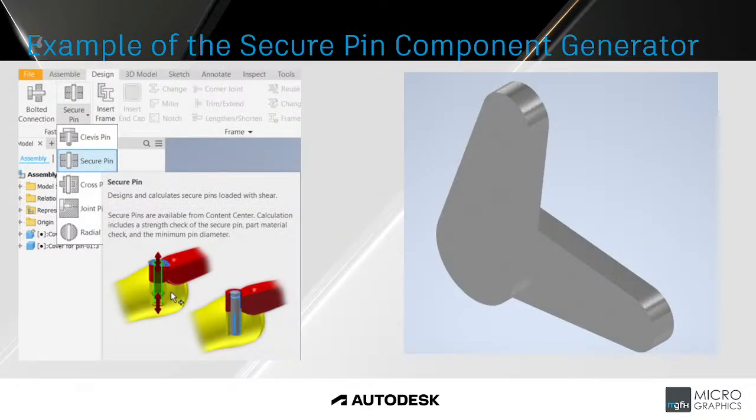So let's have a look at an example of a secure pin component generator. So here we've got a fully constrained assembly. It's just two arms that are put together and it's been fully constrained. So we're going to have a look at the secure pin. So the secure pin designs and calculates secure pin loads with shear. Secure pins are available from the content center, so you've got your normal standards. Your calculation includes a strength check of the secure pin, part material check, and the minimum pin diameter.